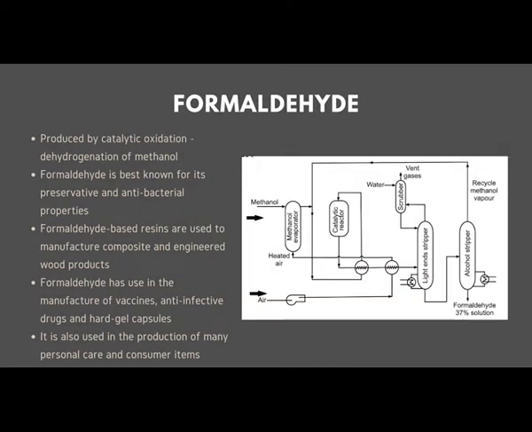Now, let's move on to the next item, which is known as formaldehyde. Formaldehyde is produced by catalytic oxidation dehydrogenation of methanol. Formaldehyde is best known for its preservative and antibacterial properties. Formaldehyde-based resins are used to manufacture composite and engineered wood products. As I mentioned earlier, several resins are manufactured with the help of formaldehyde. Formaldehyde is also used in the manufacture of vaccines, anti-infective drugs, and hard gel capsules. It is also used in the production of many personal care and consumer items.